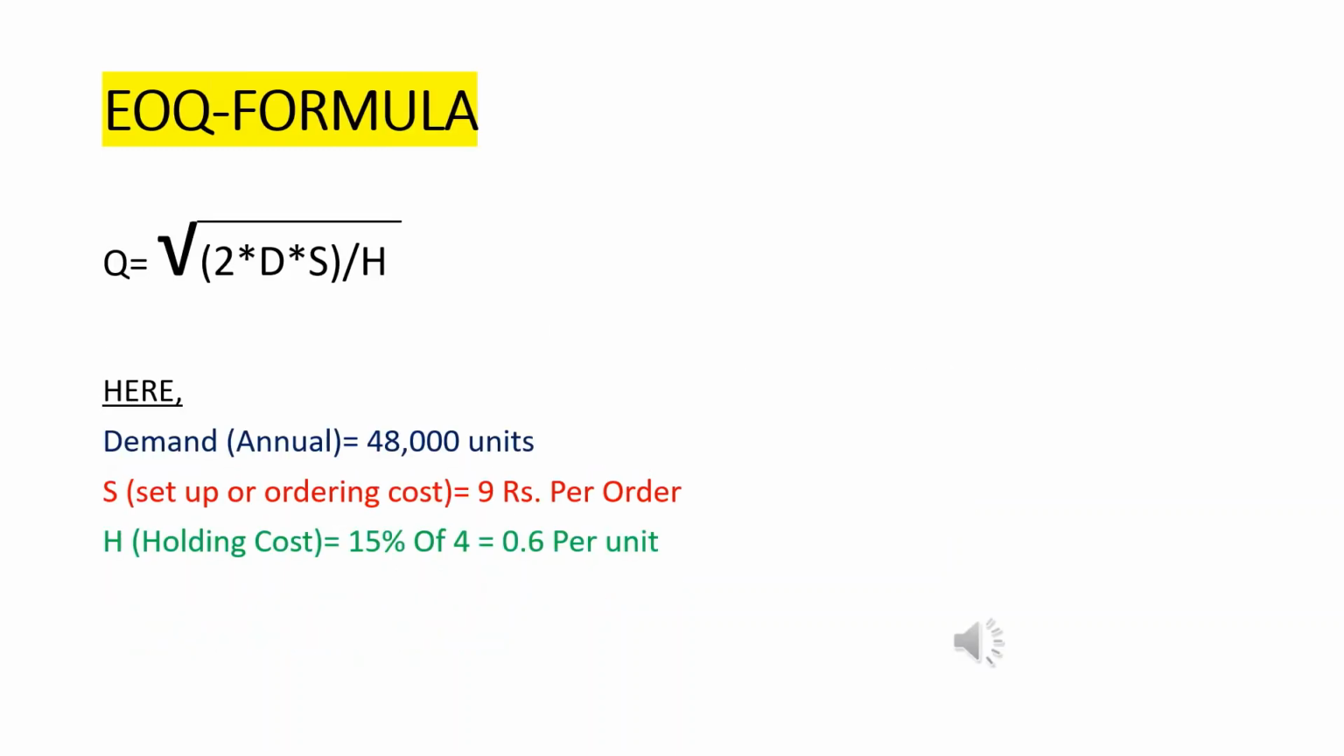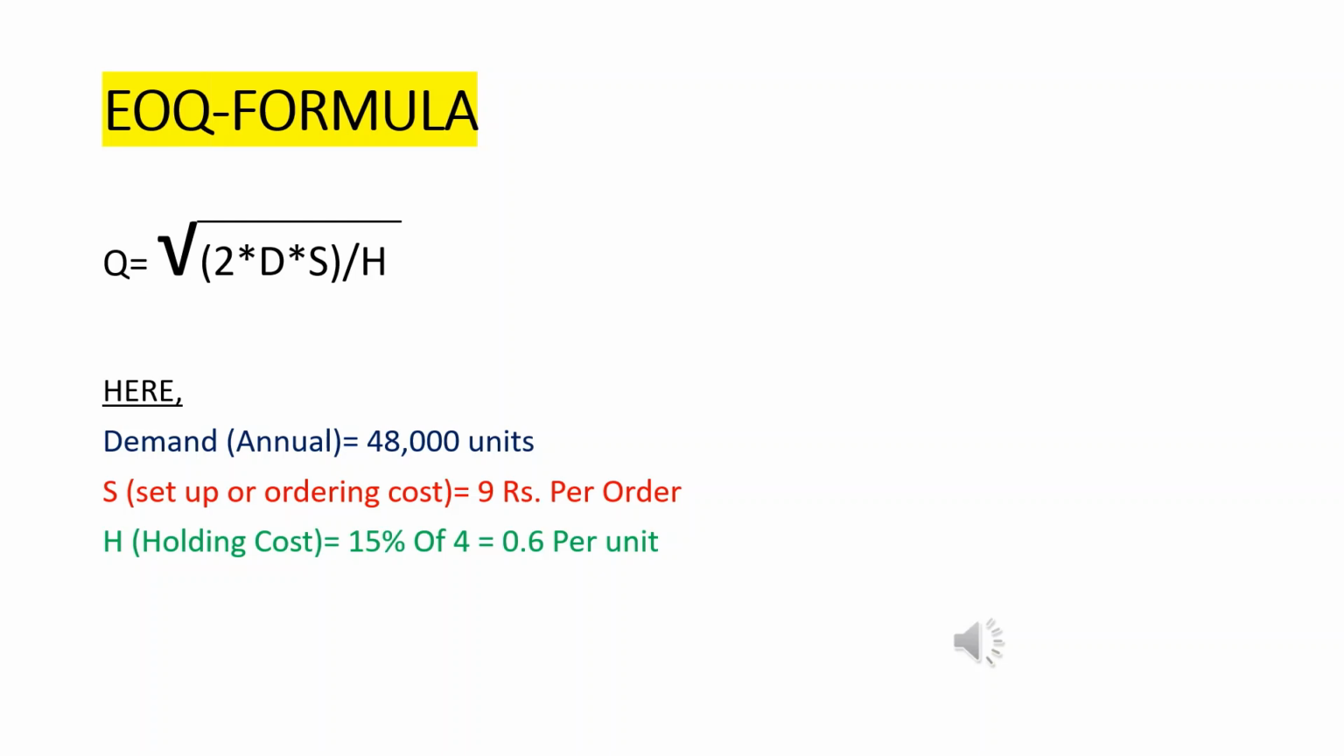Now the formula for economic order quantity is Q, that denotes the economic order quantity, is equal to under root 2 into D into S divided by H. So here demand is given D. S stands for setup or ordering cost, that means cost of placing one order. H stands for holding cost, that means if you hold inventory, keep it with you, how much expense it costs you. So in the question, demand that is D is given as 48,000 units.